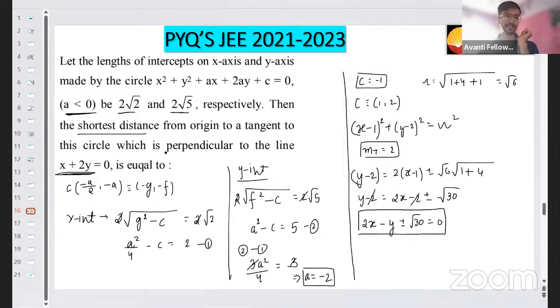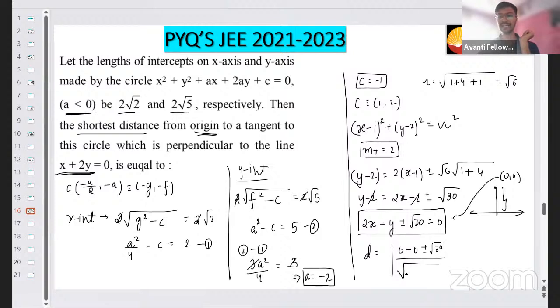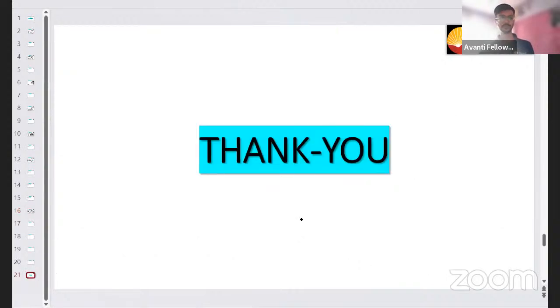We have to find the perpendicular distance from origin. So this is the equation of line. This is origin. So we have to find this distance d. I hope you know the perpendicular distance formula. Substitute the point in the equation. So distance will be equal to 0 minus 0 plus minus root 30 upon under root of a square plus b square, so 4 plus 1. So I guess that is root 30 by root 5. So it is root 6. This is my answer. I hope you got the answer, root 6.